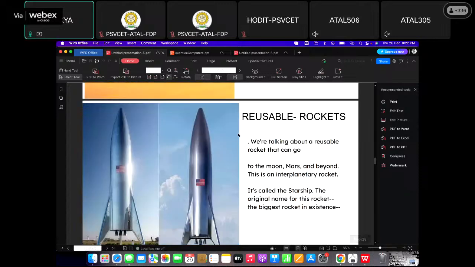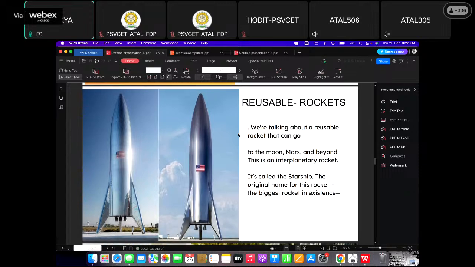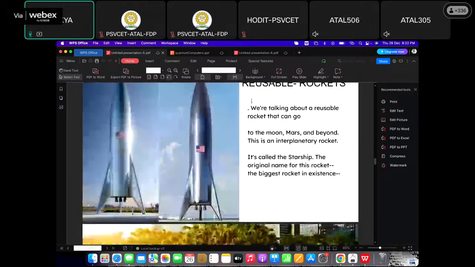Then we have another example, which is called Starship, by Elon Musk. So we are talking about a reusable rocket that can go to the moon, Mars, and beyond. This is an interplanetary rocket. With the help of quantum computers, you can use the reusable rocket that can go anywhere. It's called the Starship, the biggest rocket in existence. So this case study also you need to check.